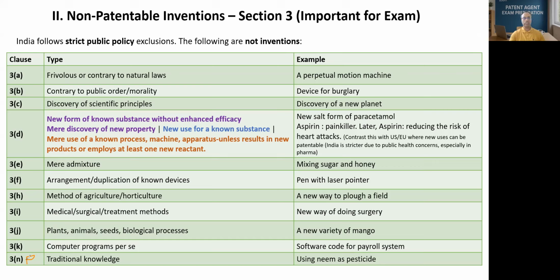And then there is 3O, that is the topography of integrated circuits. So there is a 3O, and that is not patentable. So how to remember this? Any idea?